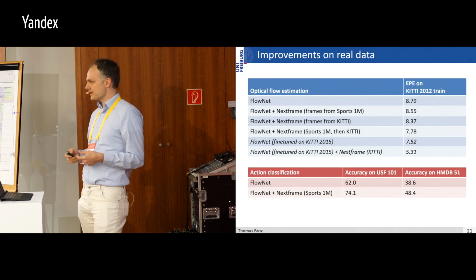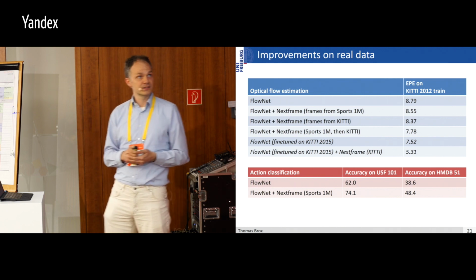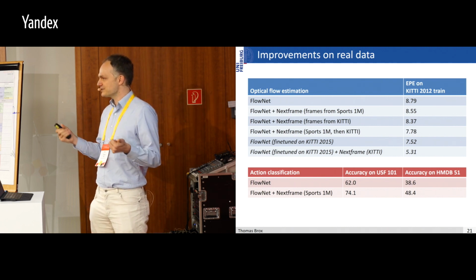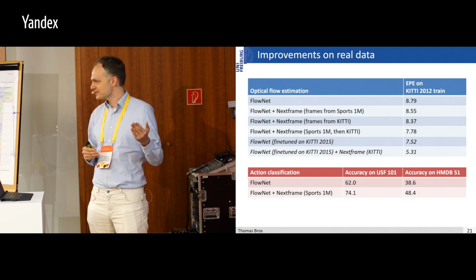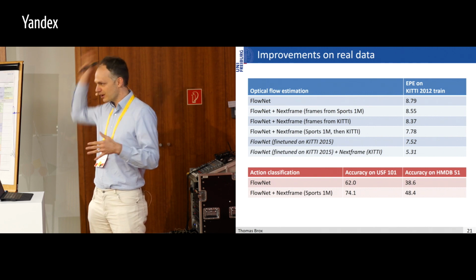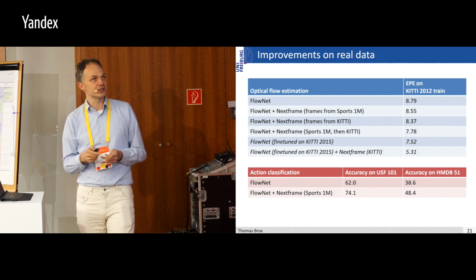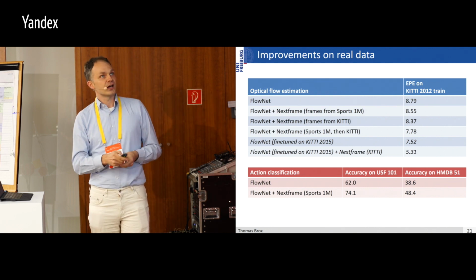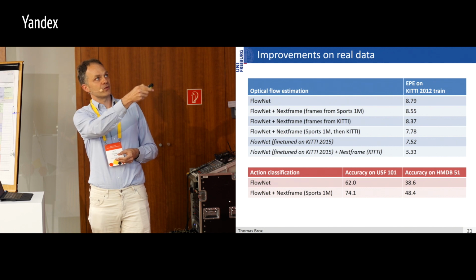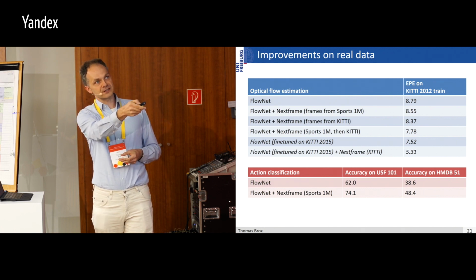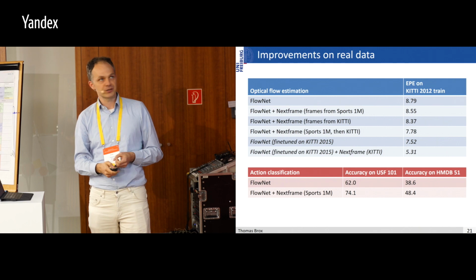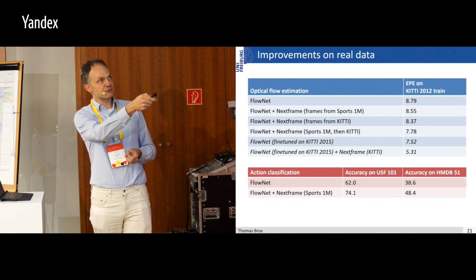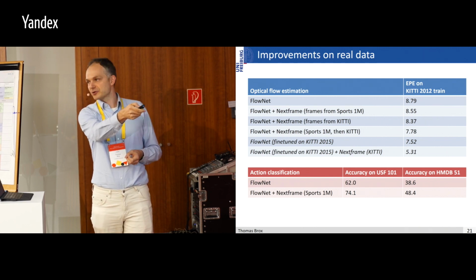You can also try to measure and quantify the improvements. There's only one dataset where you can do that. That's the Kitti dataset, which is from the driving car with a laser scanner on top that I mentioned earlier. For that, you have real images and ground truth optical flow. With the original FlowNet, you get this error. And if you add the next frame prediction, then you get a little improvement.